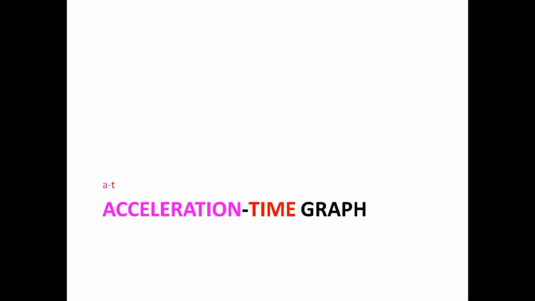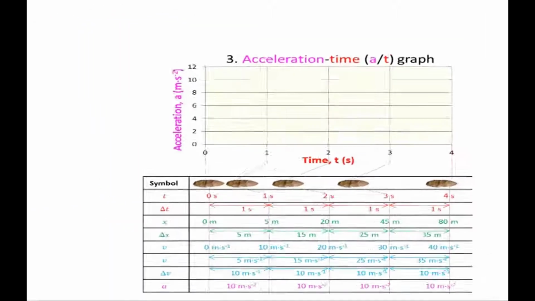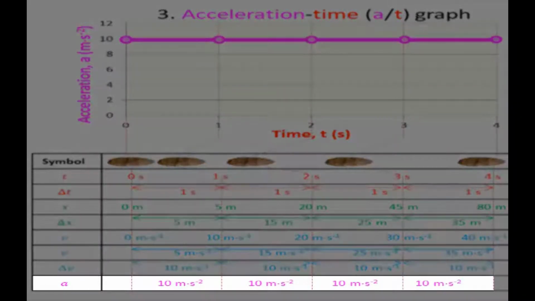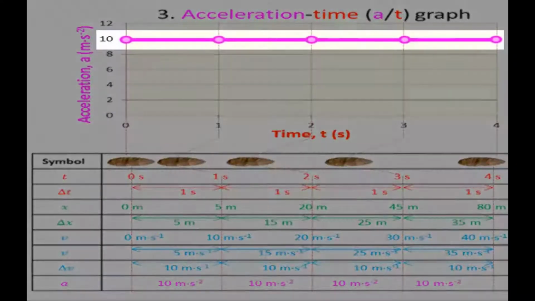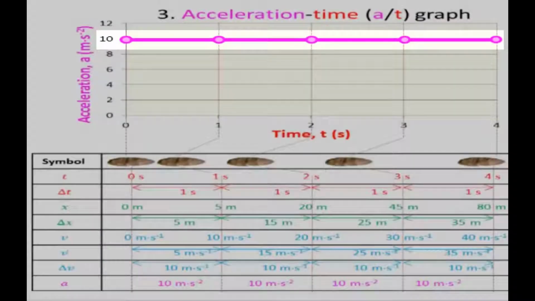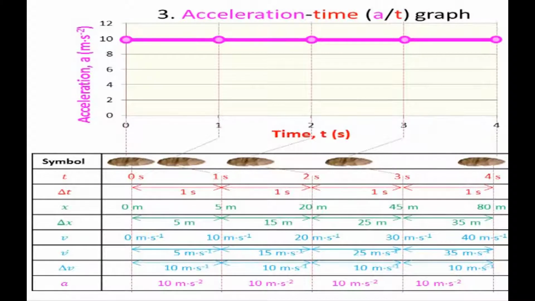Plot an acceleration time graph for this motion. The acceleration all the time is 10 meters per second squared. So we end up with a straight line with a zero gradient, a flat line. But it's not on the zero line as was the case in uniform velocity. In this case, because the acceleration is always 10 meters per second squared, the straight line is at the 10 meters per second squared level.